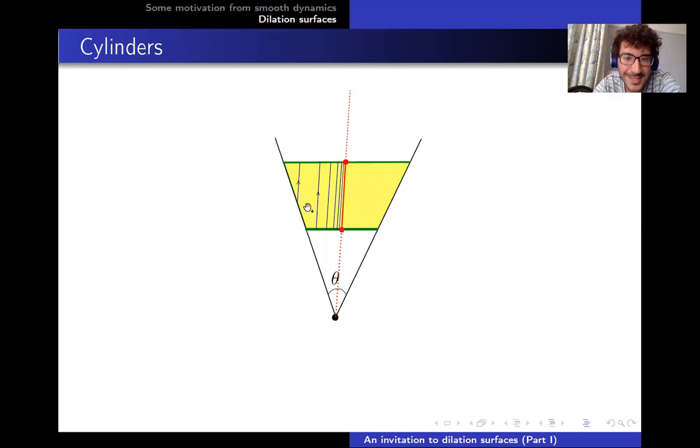Moreover, what you can say is that this is attracting, in the sense that if you take any other leaf in the same direction, but that's not the leaf that goes through the origin, then when I glue the upper green line to the lower green line, I see some form of contraction. So if I take a leaf here, when I glue it back, it comes closer to the red leaf, and so on and so forth, and it tends to accumulate.